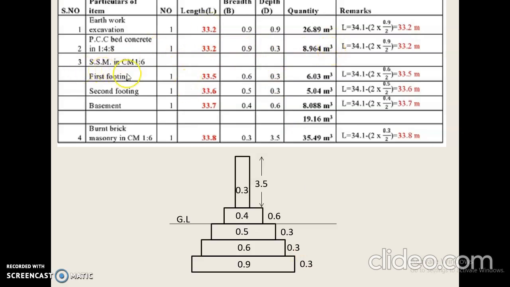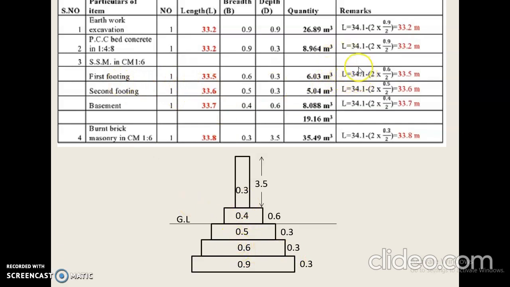Let us go for SSM in CM 1:6. Of course we have here the first footing, second footing and the basement, and all these footings are constructed by using some SSM. Hence you should calculate separately, because the width of that footing is different, correct? So for that purpose you should calculate separately.